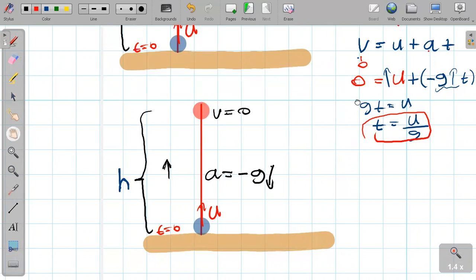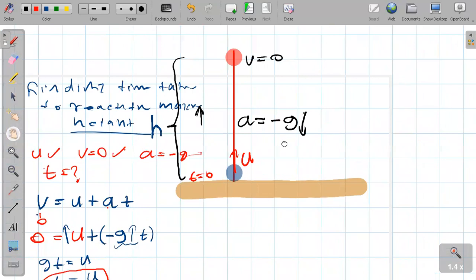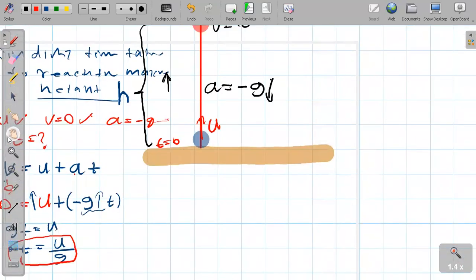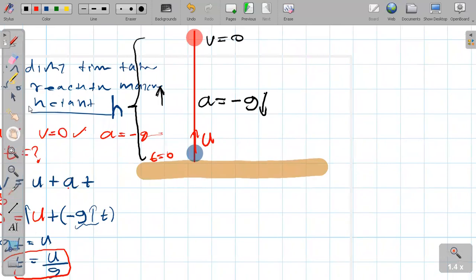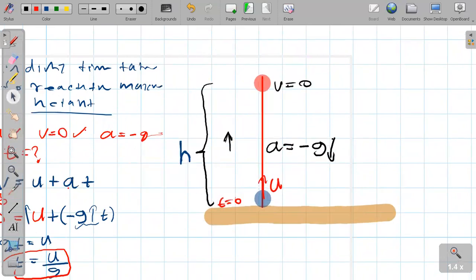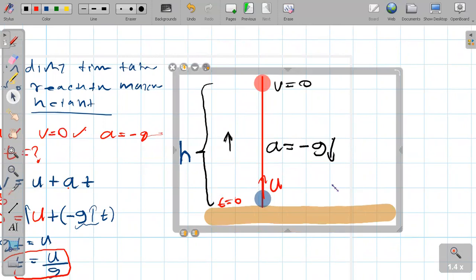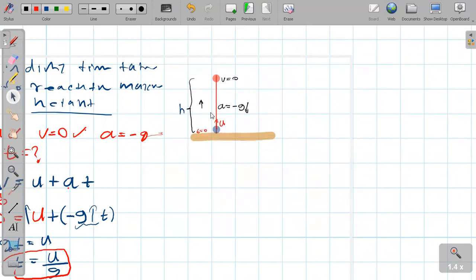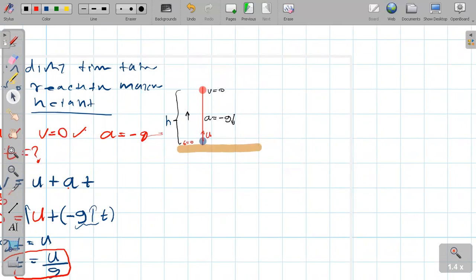Now write newly: the maximum height reached by a projectile, by a vertical projectile. The maximum height reached by a vertical projectile. Next subtopic is the maximum height reached by a vertical projectile. Max height reached by a vertical projectile.